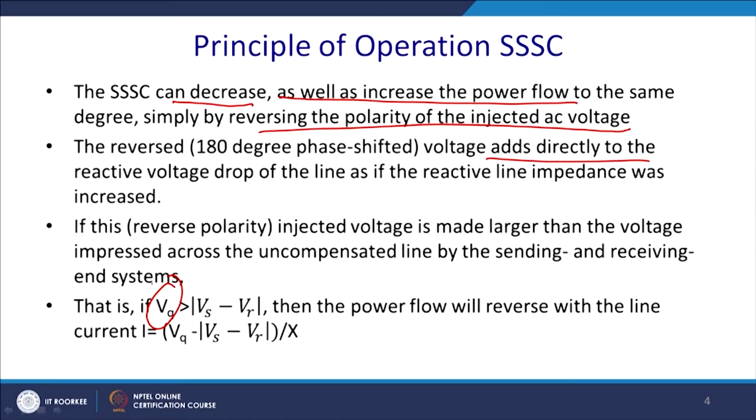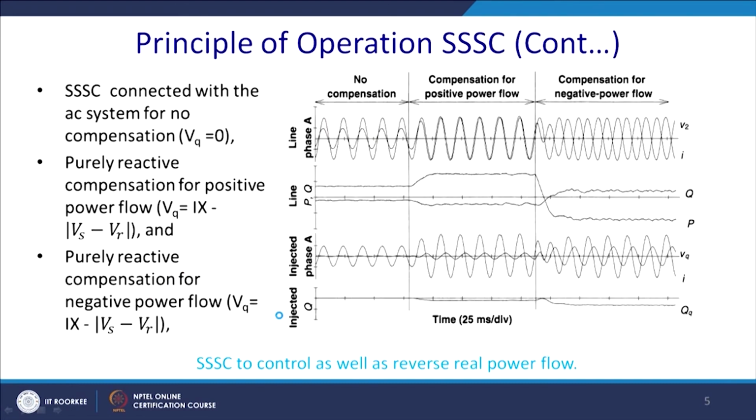If this reverse polarity injected voltage is made larger than the voltage impressed across the uncompensated line by the sending end and the receiving end voltage, that means if VQ is more than Vs minus Vr, then the power will reverse, the line current will also reverse, and I equals VQ minus mod Vs minus Vr by X. So, current will flow in the negative direction. So, that is also possible. Please see the compensation. Let us try to understand this graph.